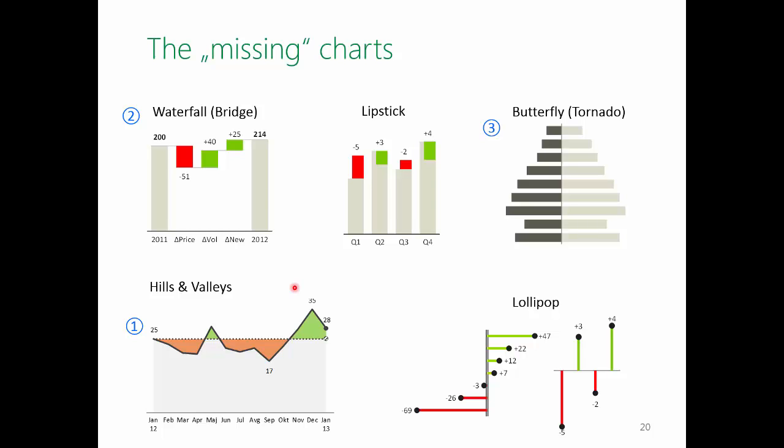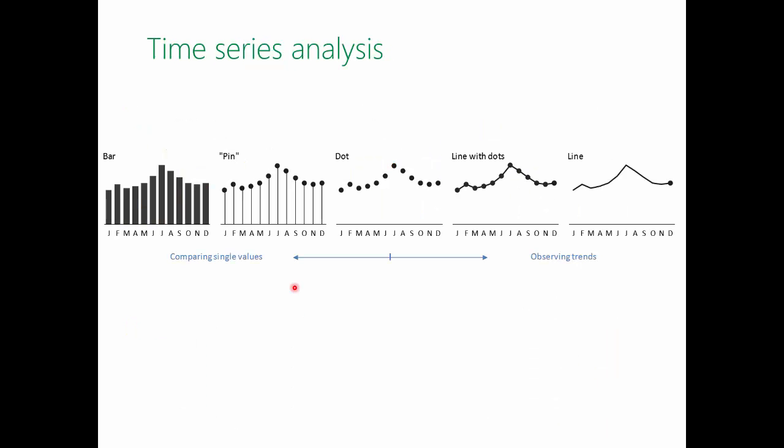Okay, so let's start with the time series analysis. When you're trying to present how the value changes in time, for example, from month to month, like monthly sales or whatever, you have a few options for which chart to choose. You can choose a bar chart, you can choose the pin chart, which is also called the lollipop chart. You can just use the dots, or use a line with dots connected, or just pure lines. And obviously there's a ranking here.